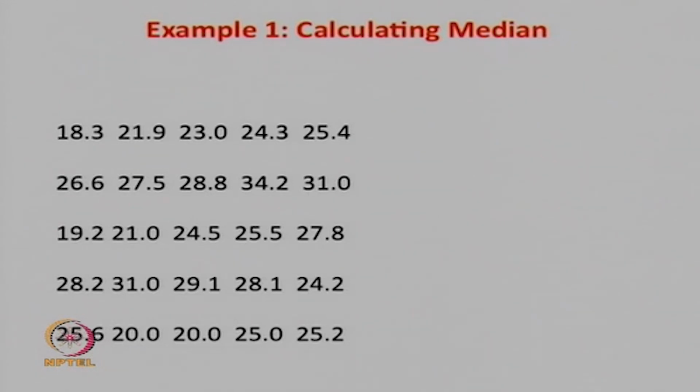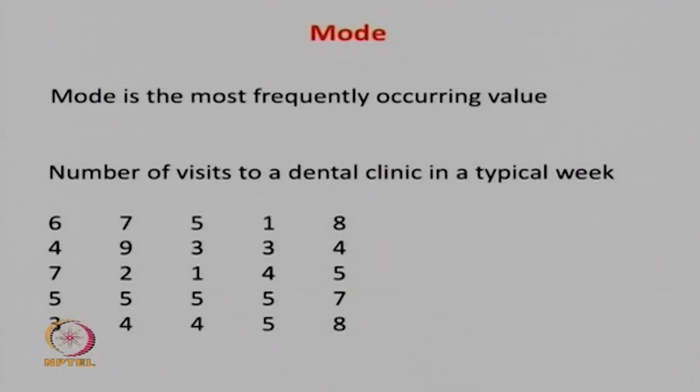Okay, there is one more metric which is often used. This is called the mode, the most frequently occurring value. So in our case, let us say for example this is a data set of number of visits to a dental clinic in a typical week, and we can see which is the most frequently observed value.